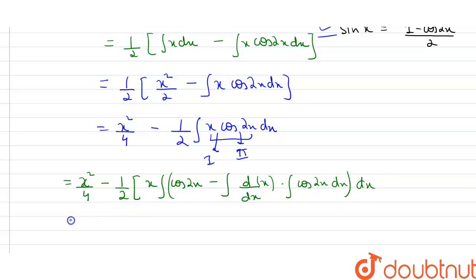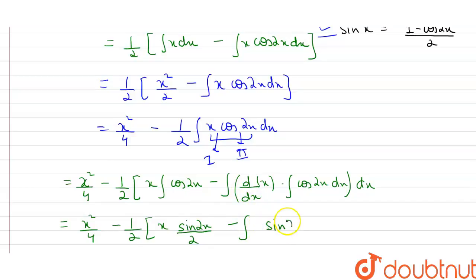Now it is equal to x square upon 4 minus 1 upon 2, x, and this bracket will come here. Now the integration of cos 2x is sine 2x upon 2, minus the differentiation of x, which is 1, into the integration of cos 2x, which is sine 2x upon 2, dx.